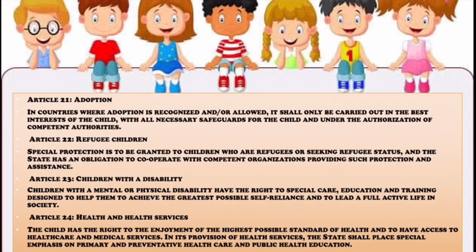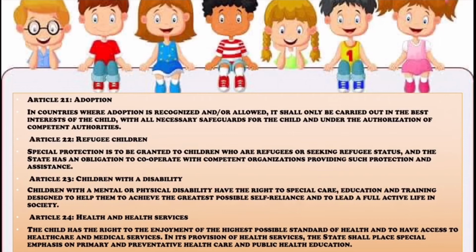In Article 22, refugee children. In Article 22, state parties shall take appropriate measures to ensure that a child who is seeking refugee status or who is considered a refugee in accordance with applicable international or domestic law and procedure shall, whether accompanied by his or her parents or by any other person. Article 23, children with a disability. In Article 23, state parties recognize that a mentally or physically disabled child should enjoy a full, decent life in conditions which ensure dignity, promote self-reliance, and facilitate the child's active participation in the community.